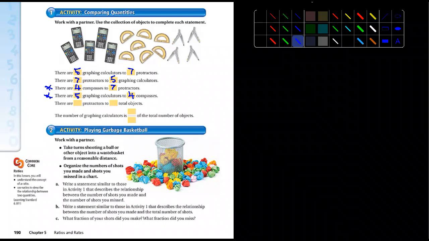And then finally the last one, I'll put up 20 points, honey. The last one, there are blank protractors, which is 4, to total objects. What's the total of all of them? Total objects. 16. There are 4 protractors to 16 total objects. And then it says right here, the number of graphing calculators is 5 to the total number of objects, 16. All right.